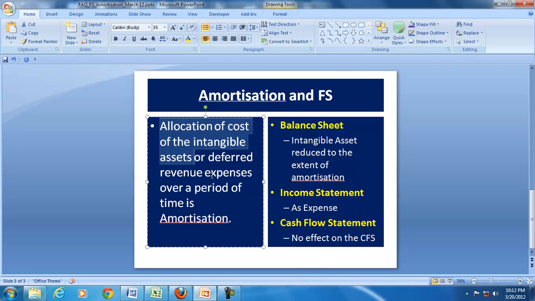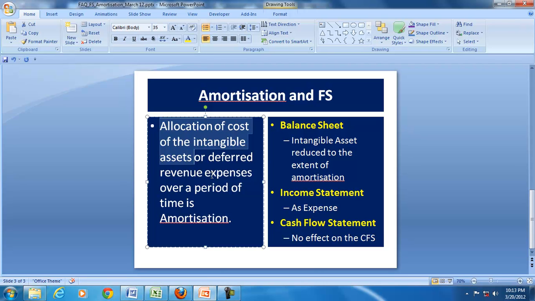The benefits given by the intangible assets, the period of benefit of intangible assets, is used as a basis for allocating the cost of the asset. Therefore, a part of the cost of the intangible asset is charged to the income statement and the balance is shown in the balance sheet.